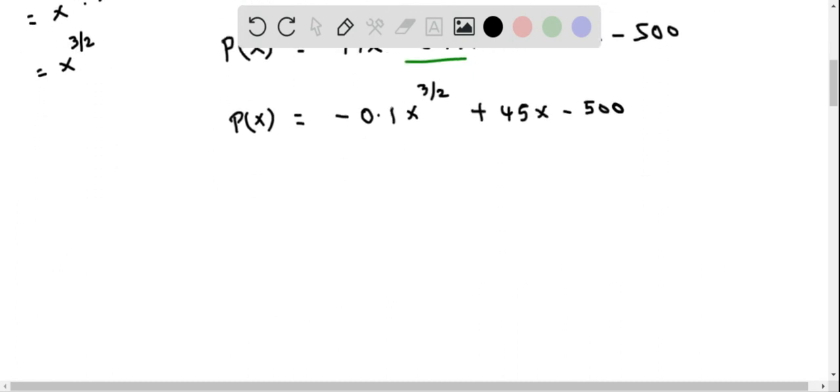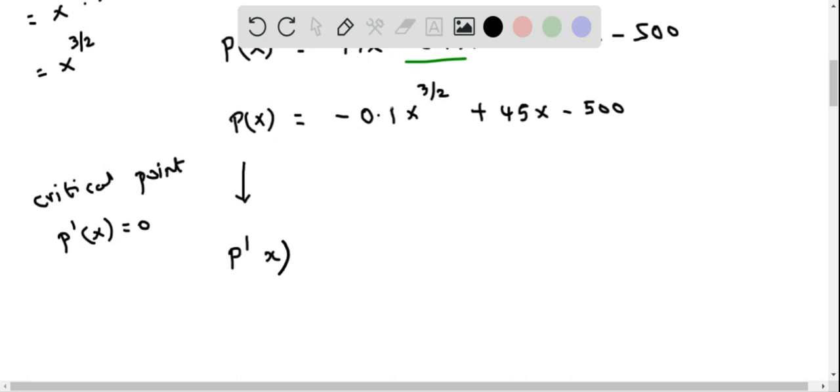Now we have to determine the x such that the profit is maximum. So we use calculus, the first derivative test, to determine that. We can find the critical point of this profit function by setting the derivative of the profit function equal to 0. So let's find the derivative of the profit function, which is P prime of x. And this equals, we find the derivative of this expression. I write this negative 0.1, which is a constant.